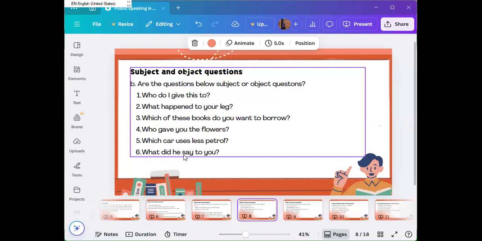Very good, object question. We can see the auxiliary verb "did". Then he said "to you" here, which is an indirect object. So, what did he say to you? It is an object question. He said something to me.